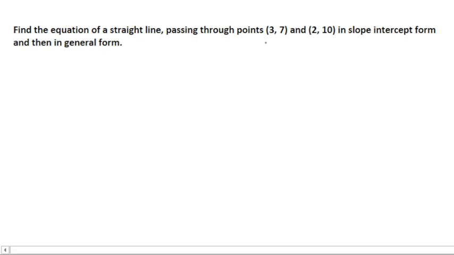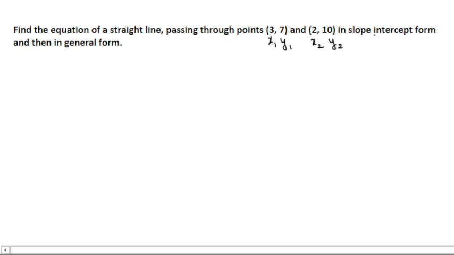To get started, since these 2 points lie on that straight line, we can say that this is the point x1 y1, this is the point x2 y2. So these are the x coordinates and these are the y coordinates of those 2 points on that straight line.